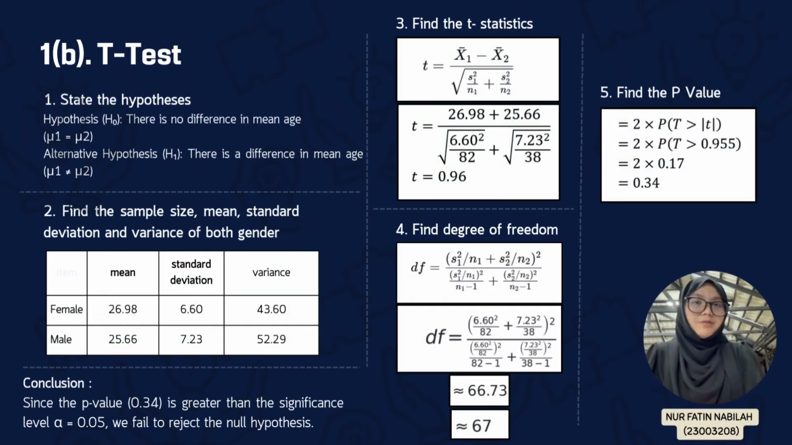Next, part B. I performed an independent sample t-test to determine if there is a significant difference in the mean age between female and male LRT passengers. Next, I found the sample size, mean, standard deviation, and variance of both genders. Thirdly, I computed the t-value, and the result is 0.96 and the degrees of freedom is approximately 67. This gives us the p-value around 0.34. Since the value is greater than the common significance level of 0.05, we fail to reject the null hypothesis, which in simpler terms means there's no statistically significant difference in the average age between the genders in the sample.